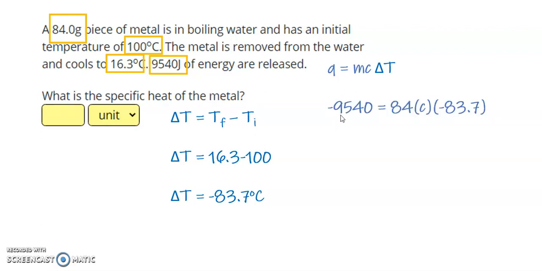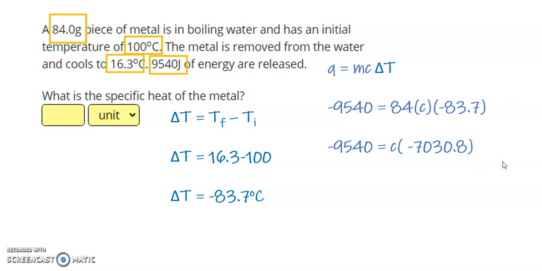So I plug in negative 9,540 joules, because remember, for energy, if it's being released, the block is losing that energy, so its energy change is negative here, equals mass, which is 84 grams, times C, which we don't know yet, that's specific heat, times delta T. First step is to multiply 84 times negative 83.7. We get negative 9,540 equals C times negative 7,030.8.